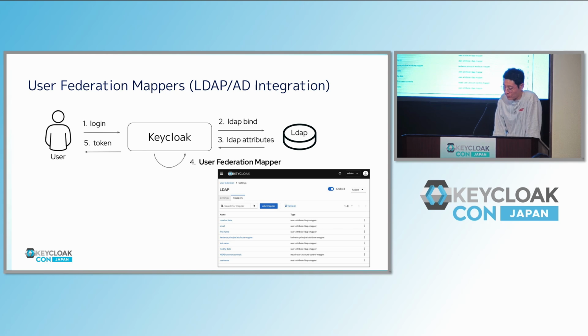Now, let's look at user federation mappers. As I mentioned earlier, these are used when integrating with LDAP or Active Directory via user federation. In the user federation process, a user logs in, an LDAP bind is performed, and attributes are retrieved from the LDAP server. Then, through the user federation mapper, the user information is mapped into Keycloak and a token is issued.